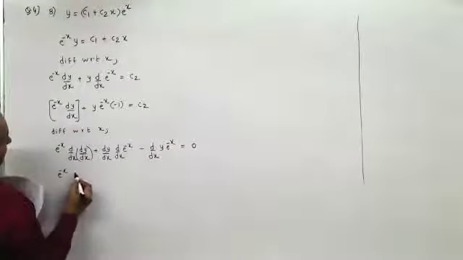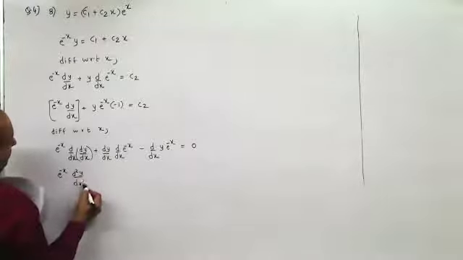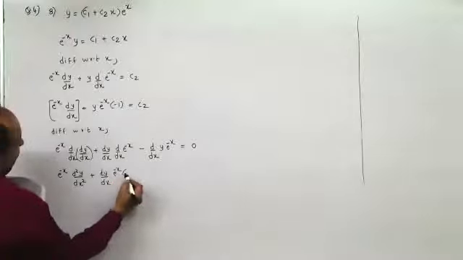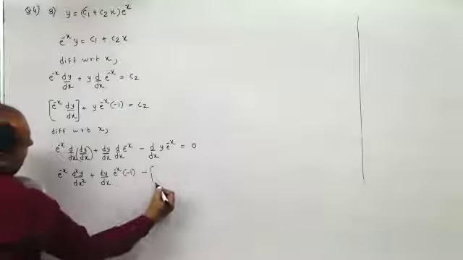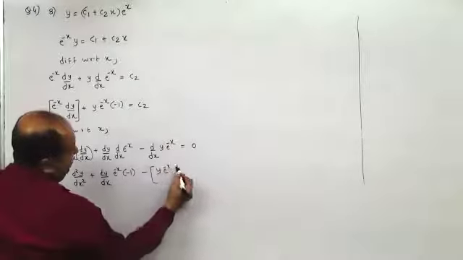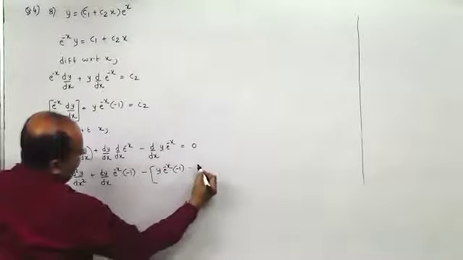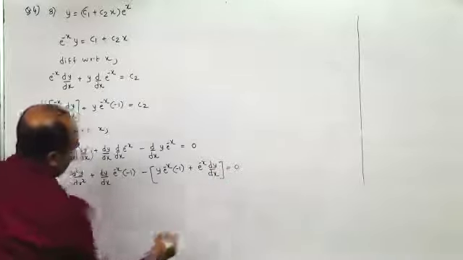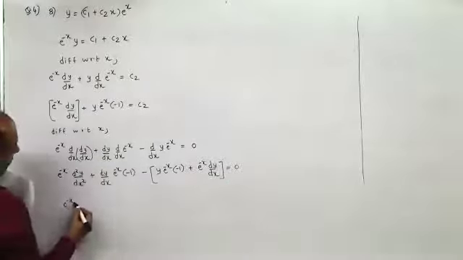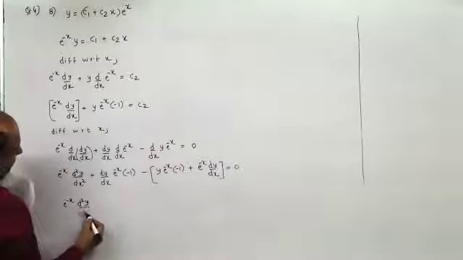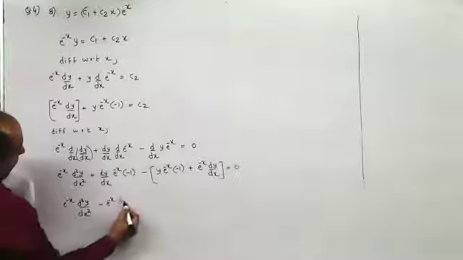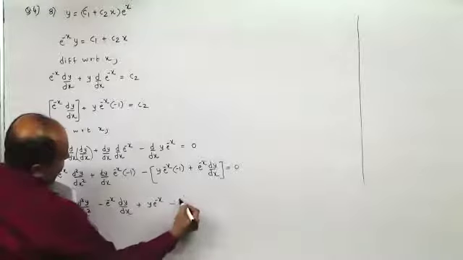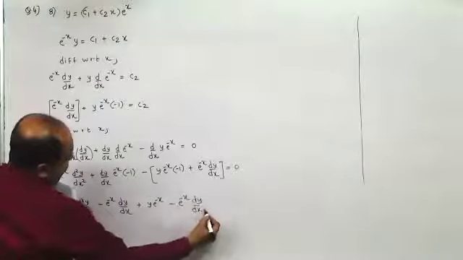Now, this would be e raised to minus x d square y by dx square. This is plus dy by dx. Derivative of e raised to minus x is e raised to minus x into derivative of minus x, which is minus 1. This is y into derivative of e raised to minus x, which is e raised to minus x into derivative of minus x, which is minus 1, plus e raised to minus x into dy by dx, equal to 0. Now, this would be e raised to minus x d square y by dx square minus e raised to minus x dy by dx. Then here I'll get plus y e raised to minus x, and here I'll get minus e raised to minus x dy by dx equal to 0.